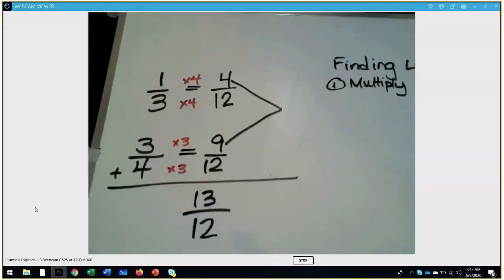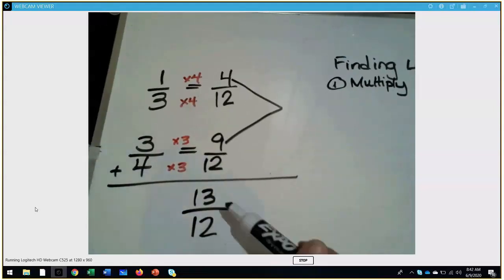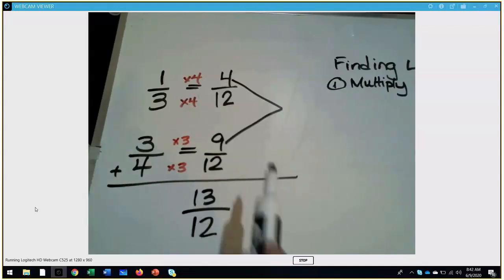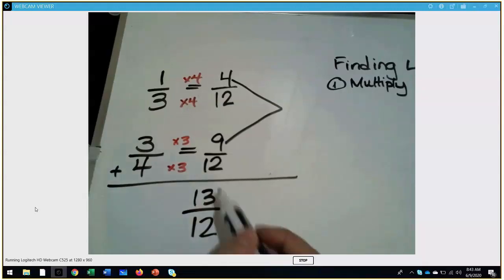So here's my answer so far. You've got to wait till the end to simplify this time. You can't do it in the middle of the work like you can with multiplying and dividing. So here's my answer, and then I just need to see if I can reduce this at all. As an improper fraction, this is reduced. This is okay.